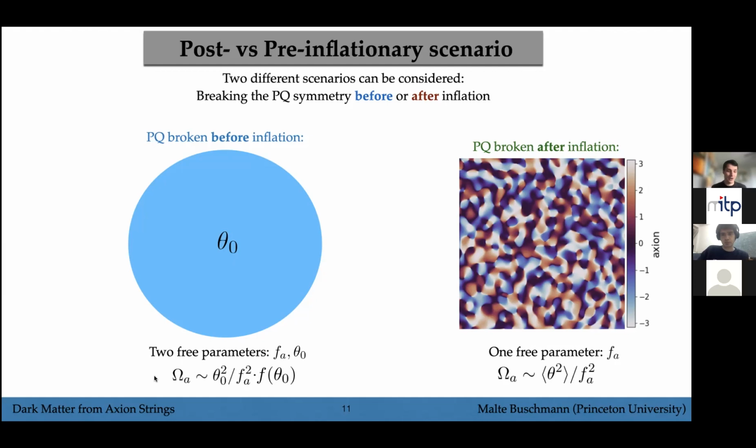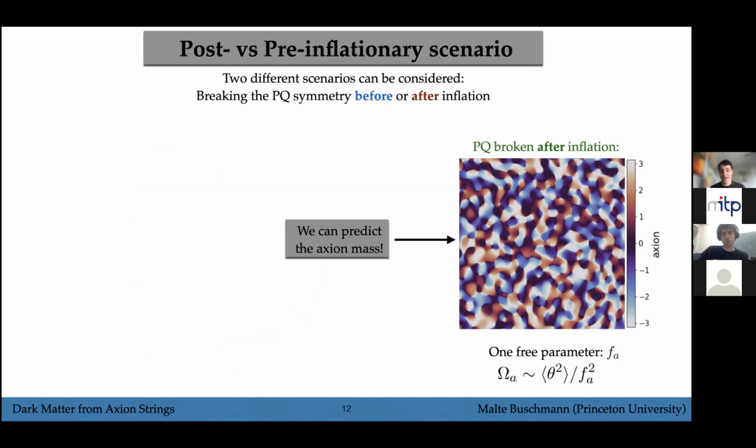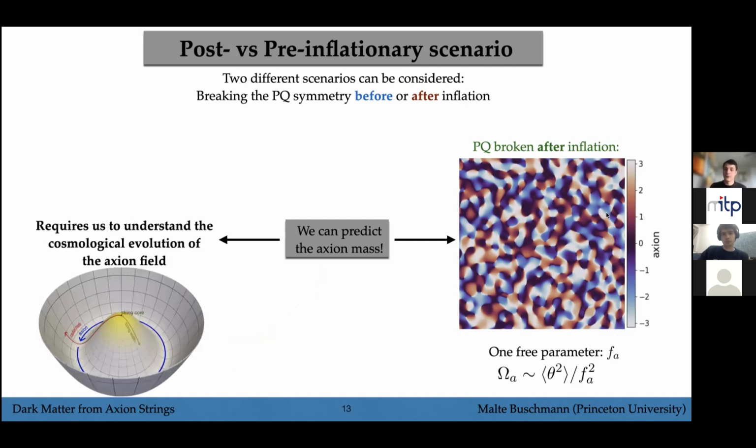Unfortunately, we only have one measured value, so you can't simultaneously solve for both of them. So it's not really possible to predict the axion mass in that case. If you, however, break the PQ symmetry after inflation, then you don't have this one randomly chosen value anymore. Now you basically just depend on the statistical mean of all of those different values, and that is something you can compute analytically. So in that case, you effectively have only one free parameter, A, and one measured value. So in that case, you can actually predict the axion mass.